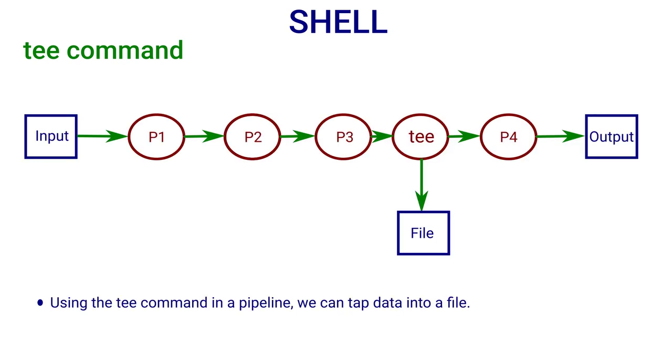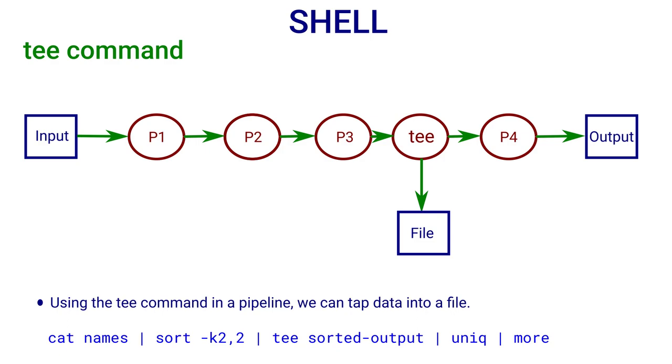The tee command. We have seen that in a pipeline, individual programs copy standard input to standard output with some processing. So at the beginning of the pipeline, we have standard input, and at the end of the pipeline, we have standard output. Suppose you wish to tap the data at some point. The tee command reads the standard input and writes to standard output, and also optionally writes to one or more files. So in our previous example, we can put a tee command to capture the output of sort, and it looks like this: cat names pipe to sort -k2 2 pipe to tee sorted-output pipe to uniq pipe to more. The pipeline of course works as before, but now we have a file sorted-output containing the output of the sort command.